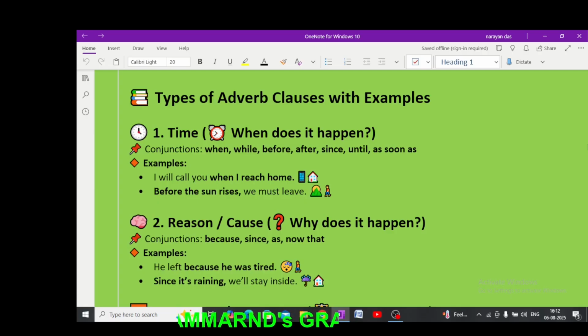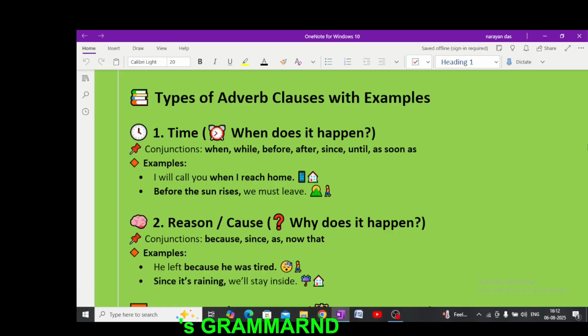Remember here, when the main clause begins, no comma is needed, but when the subordinate clause begins the sentence, the comma is needed. So, I will call you when I reach home. And here one thing should be remembered: the tense pattern should be according to the sequence of tenses. Before the sun rises, we must leave.